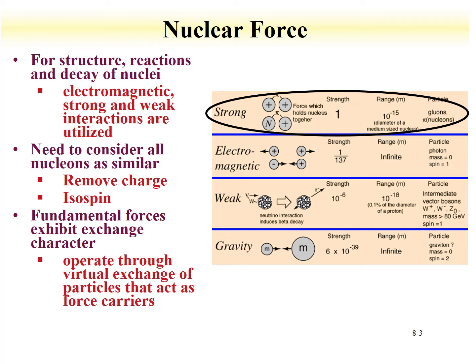We also discussed this briefly with the liquid drop model, where we said that adjacent nucleons are strongly attracted to each other. So that's the fundamental basis of the strong force. But if we want to work with that, we need to consider all nucleons as similar. We need to remove the fact that protons are positively charged and neutrons are neutral from this interaction, so that a nucleon can interact with its neighbor regardless of that charge. So we're going to introduce a term called isospin, which we'll describe in a little bit.